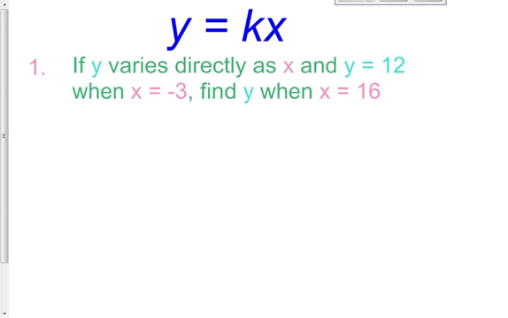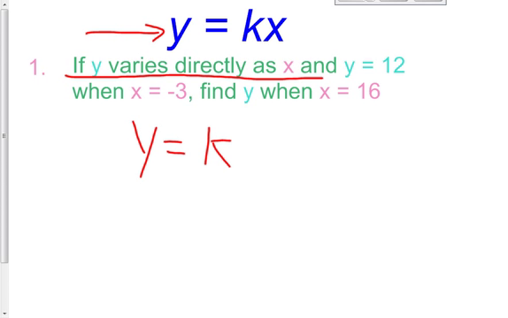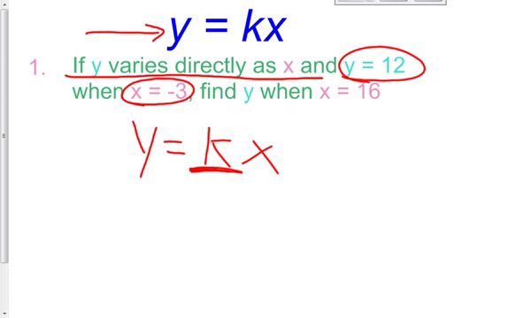For this first one, the first sentence is huge. It says y varies directly as x. So that's telling you that the variation is direct variation. So that tells you what formula you're going to use. You're going to use this one, y equals kx. So if y equals kx, you're first going to find your constant of variation k, because you know what y is. y is 12 when x is negative 3. So that's what you're going to substitute in for your variables.